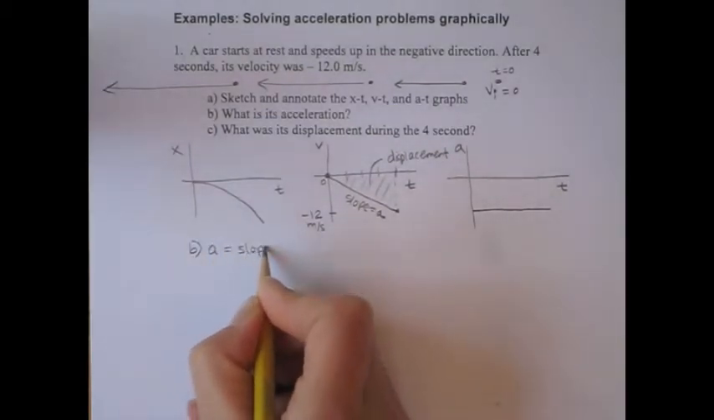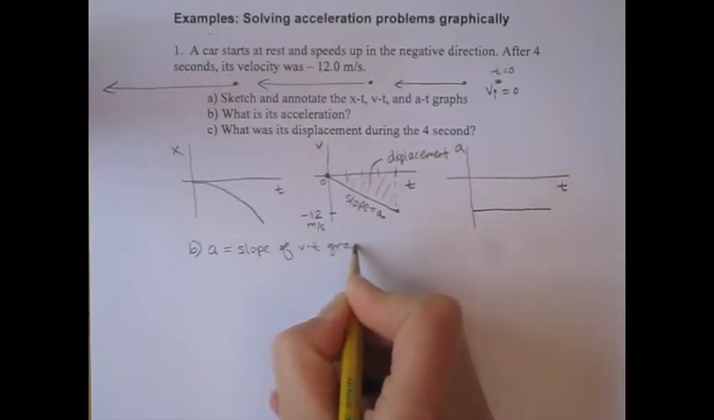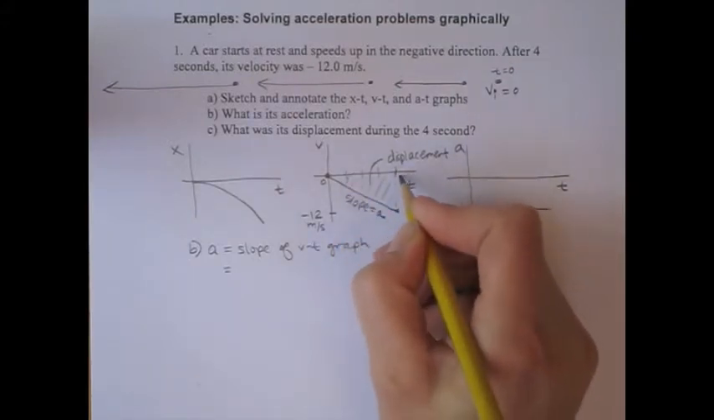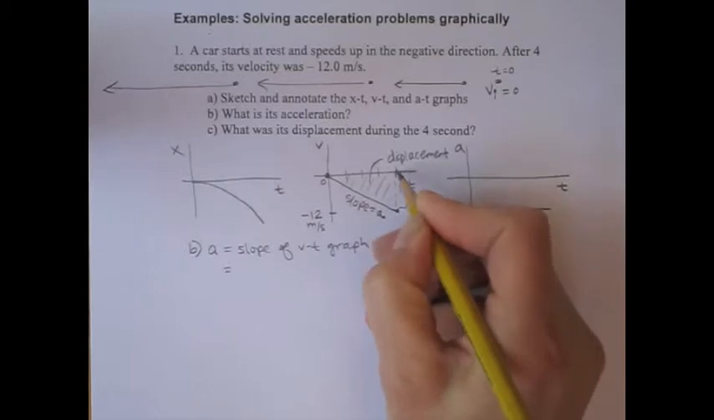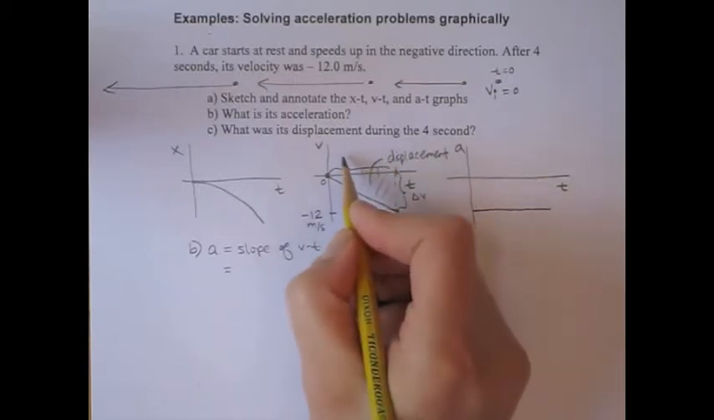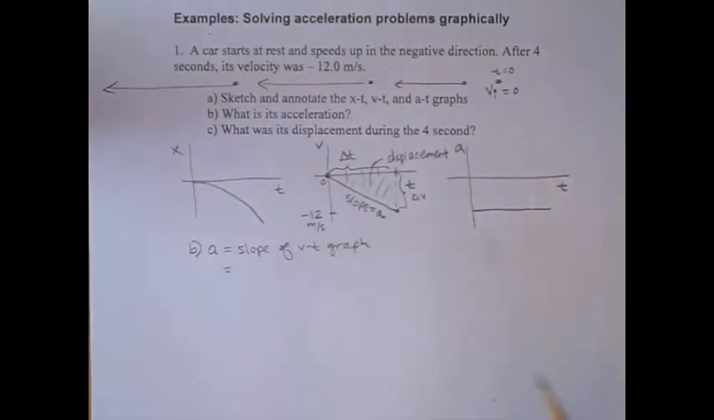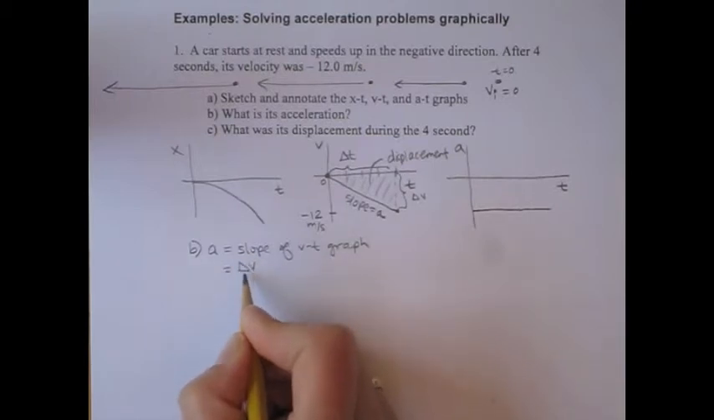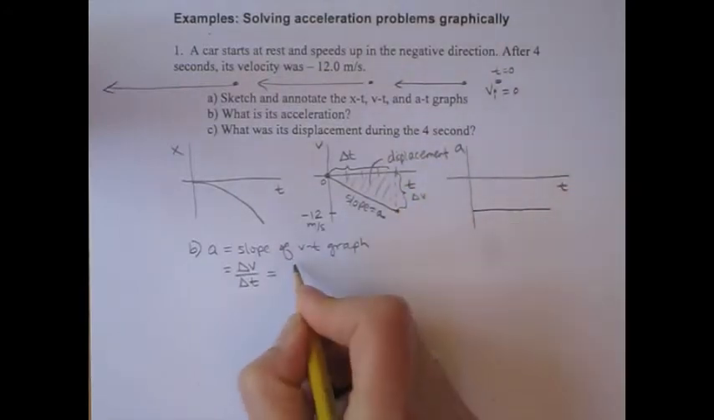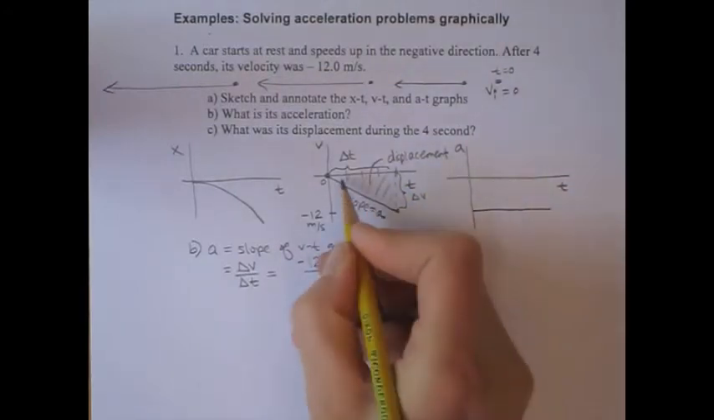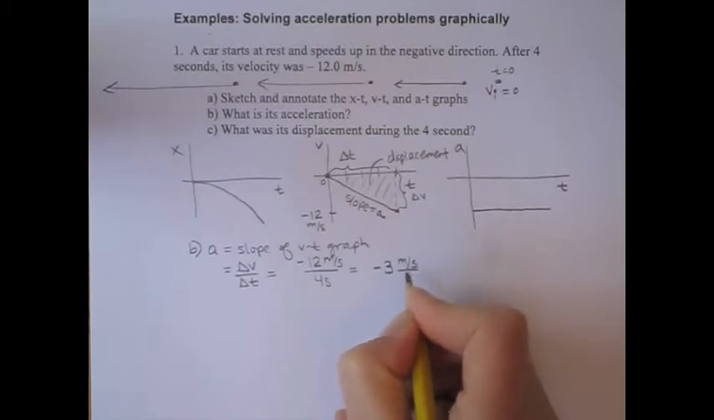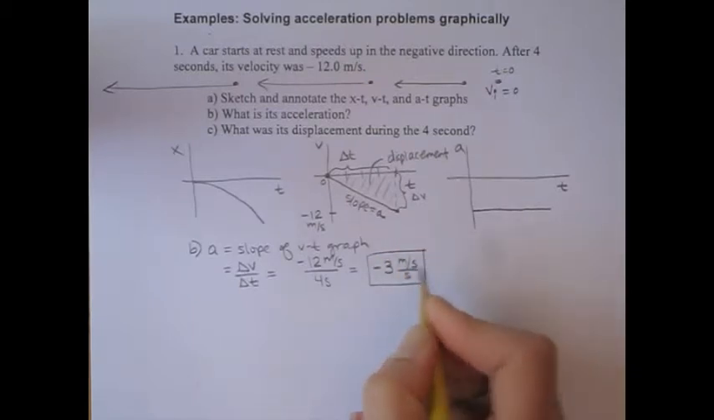Acceleration is the slope of the velocity time graph. And if we look at the velocity time graph, we can see that the rise over the run, the rise is the change in velocity because the y-axis here is velocity, and the run, or the horizontal part, is the change in time. It's the time interval. So the slope would be the change in velocity over the change in time. Well, the change in velocity is negative 12, and the time interval was 4 seconds. So that gives us negative 3 meters per second per second. So the acceleration is negative 3.